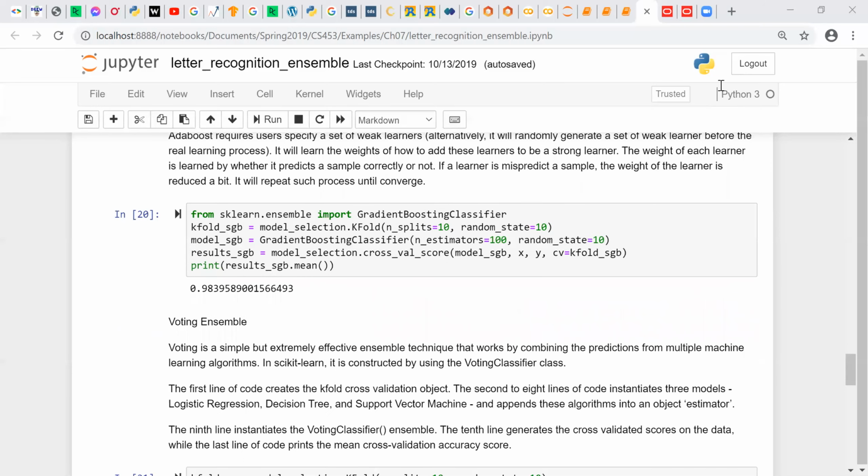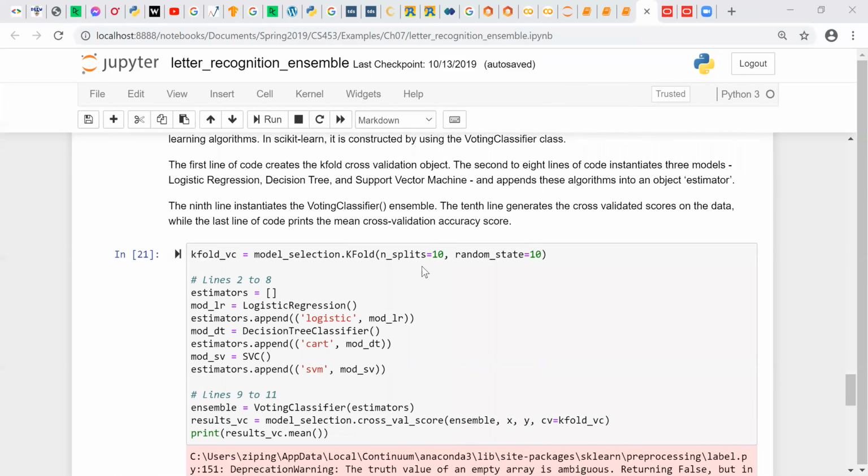But anyway, in sklearn, it's pretty similar to over here. We first do k-fold, and then you just call gradient boosting. This time, we use 100 decision trees, like a random forest. And then we do cross-validation. As a result, you see it's also pretty good, 98%. So that's about gradient boosting.